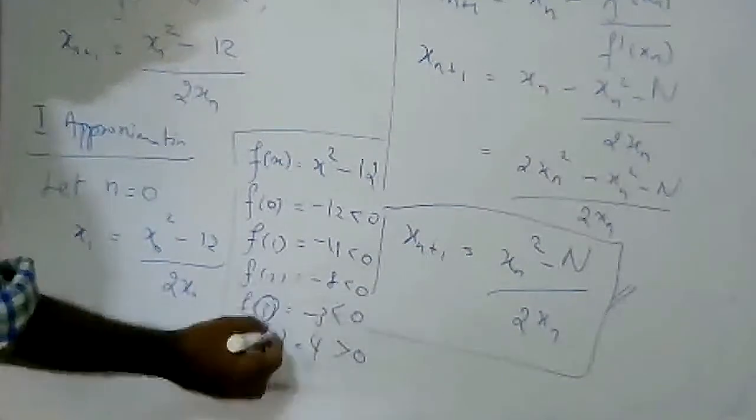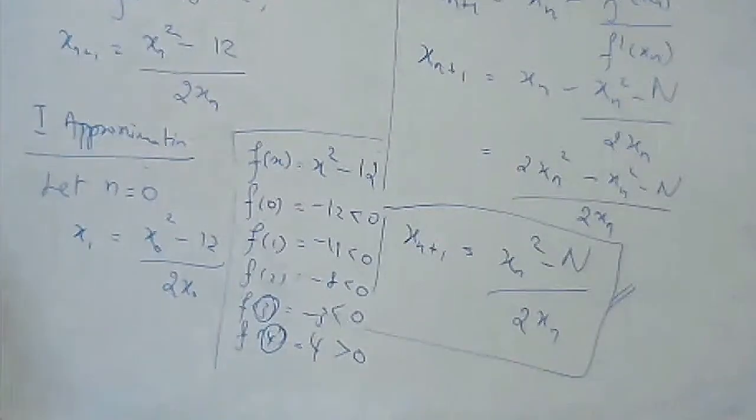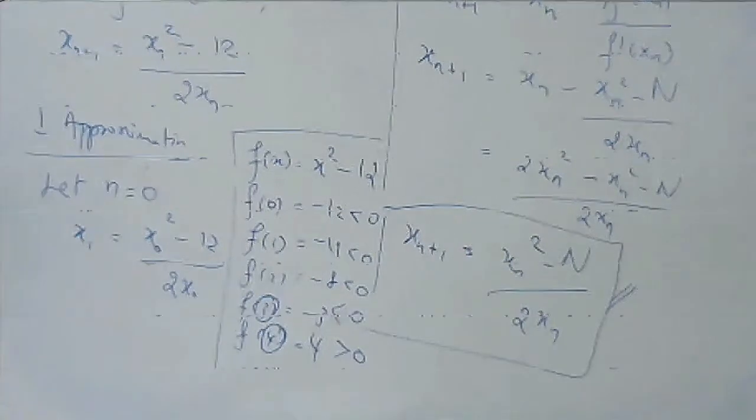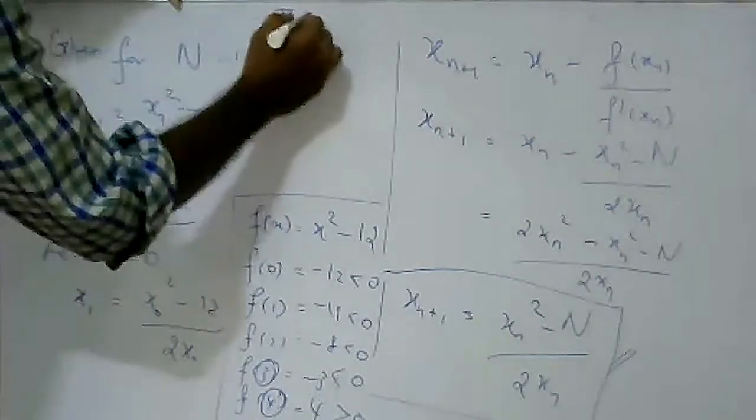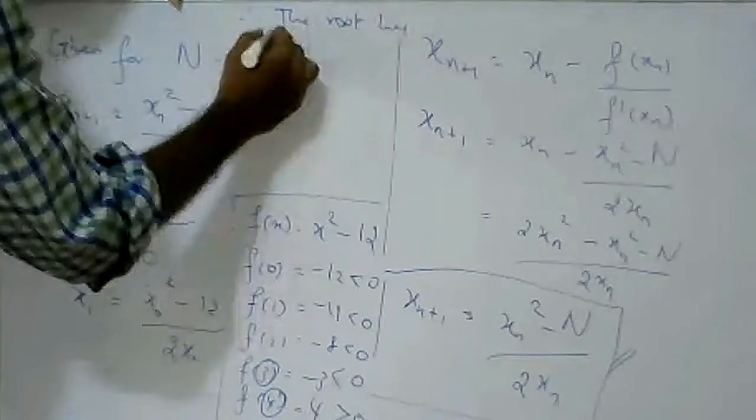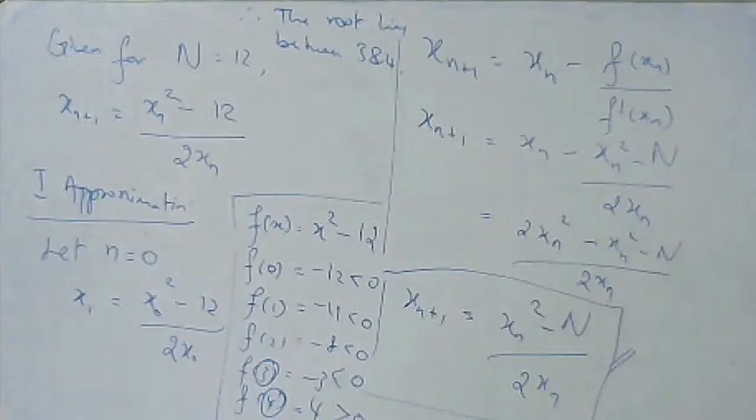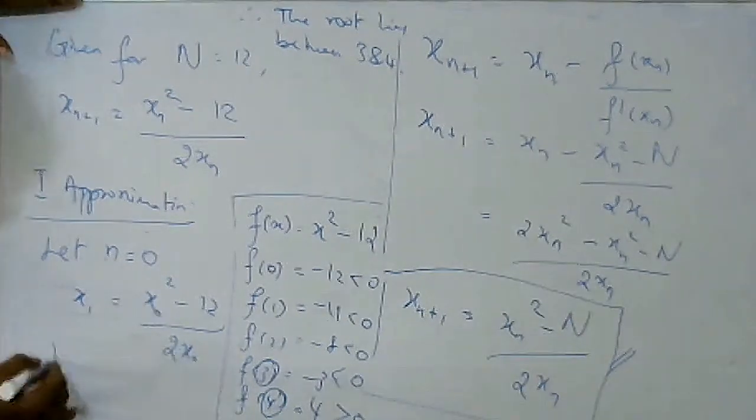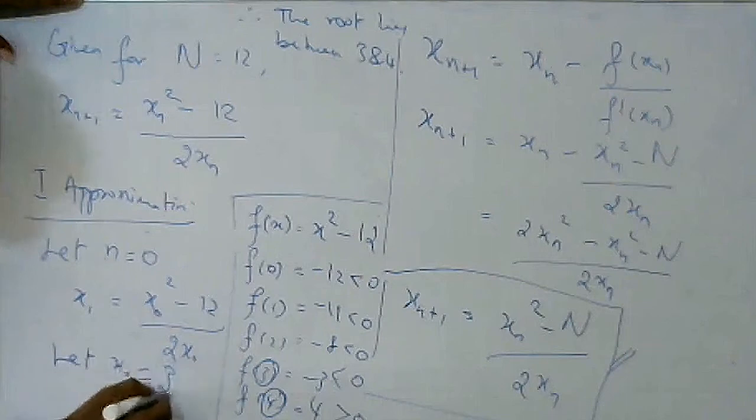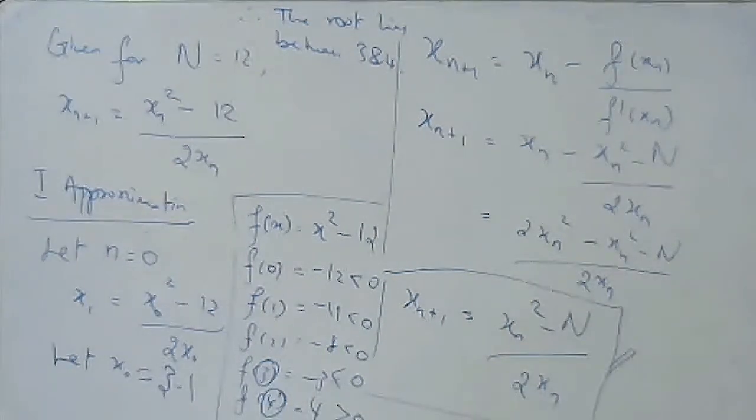So the sign changes between f of 3 and f of 4. So the root lies between the values 3 and 4. I don't know where it is, but somewhere in between 3 and 4. So what initial approximation am I going to take? Initial value, I'm going to take x naught equal to 3.1, since it is between 3 and 4.